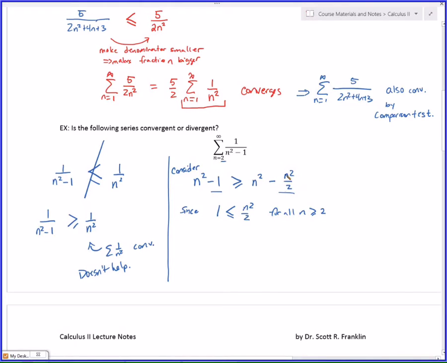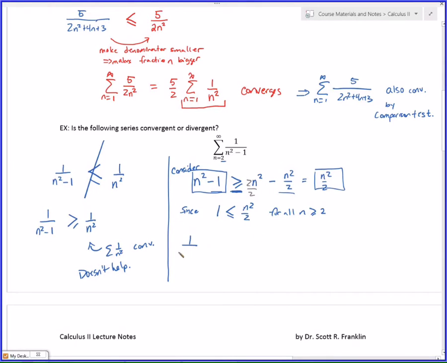Okay, so why did I choose n squared over 2? Well, I can actually combine these two. n squared minus n squared over 2 is like 2n squared over 2 minus n squared over 2, which gives me 2 minus 1, so just n squared over 2. So n squared minus 1 is always bigger than or equal to n squared over 2. Agreed? Now let's see how that helps us.